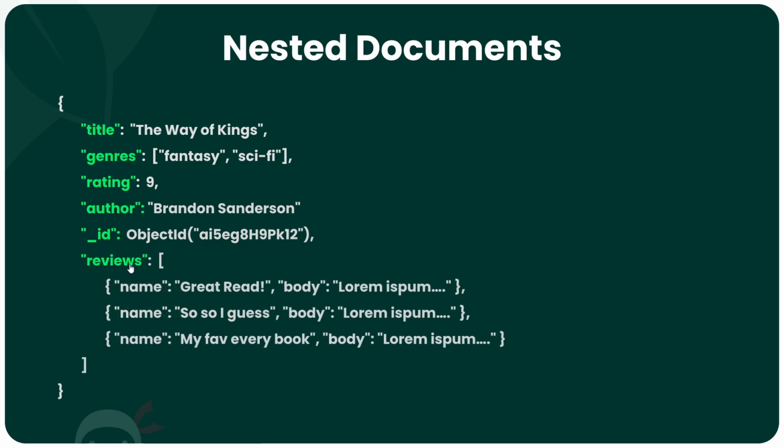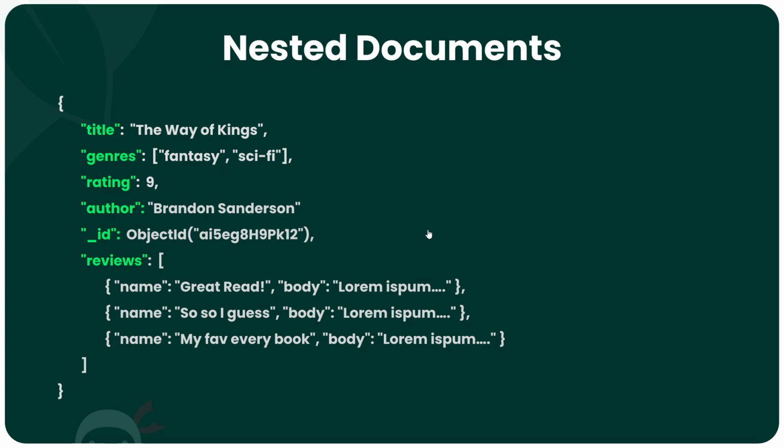As another example, we could tack on an additional field to each book document, which would be a reviews field. And the value of that field could be an array of documents, where each nested document represents a review for this book. So each of the nested review documents could have a name field, which would be the name of the reviewer, and a body field for the review contents.